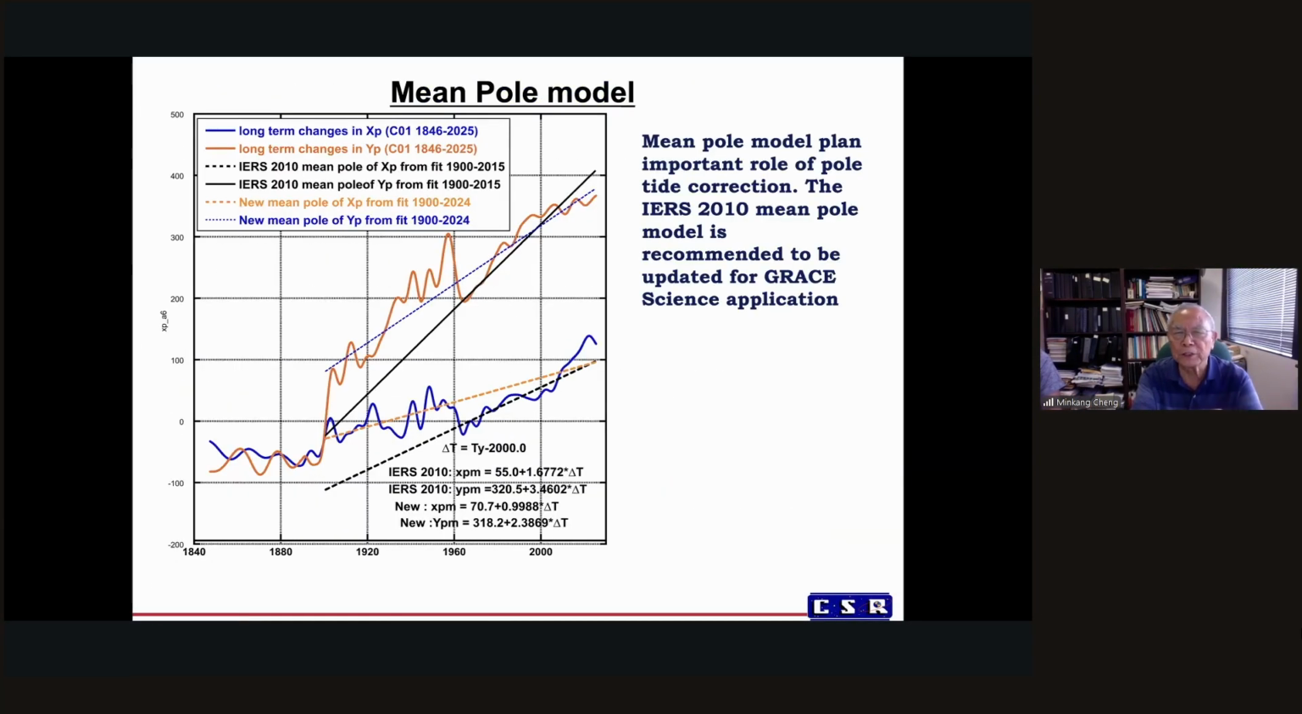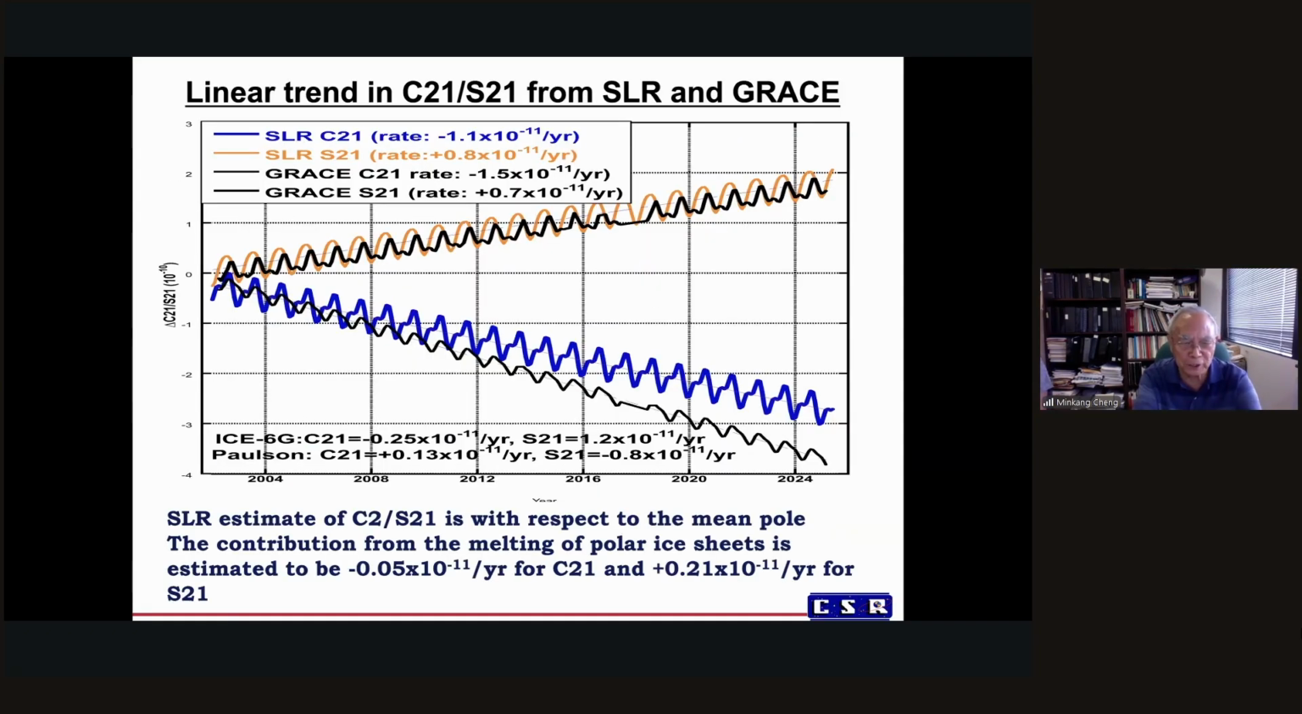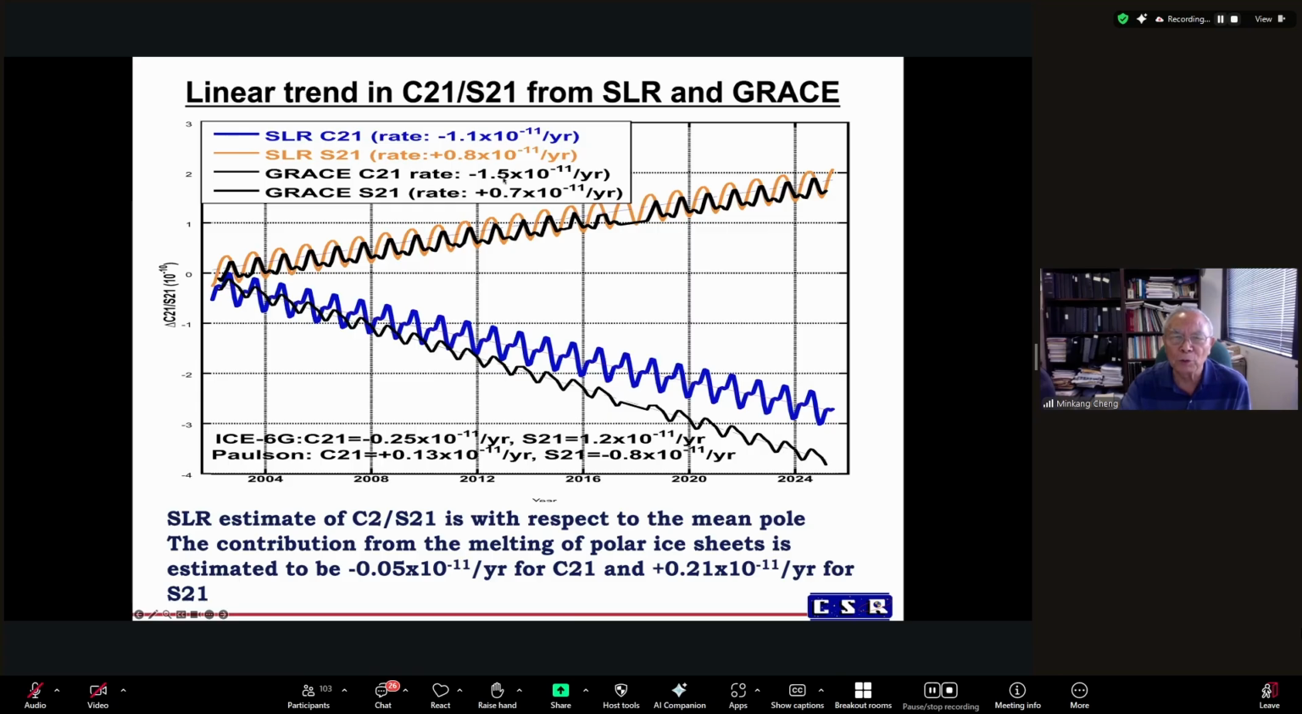Okay, this is the mean pole we recommend. This one is compared to this SLR estimate of C21 and S21. C21 is different; the black one is from GRACE. This is from SLR. This is S21. The S21 rate is almost close.